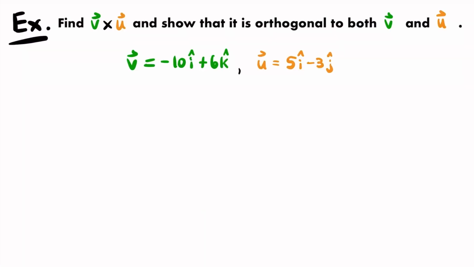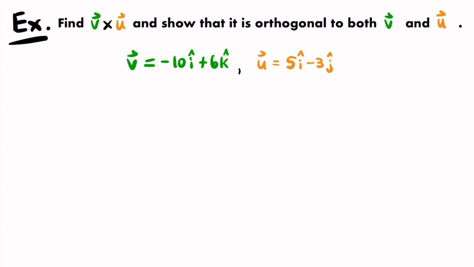Let's get back to the video and take a look at the next example. Okay, so next up we want to find the cross product of vector v and vector u, and then show that it is orthogonal to both vector v and vector u. Now vector v is equal to negative 10i plus 6k, and vector u is equal to 5i minus 3j.